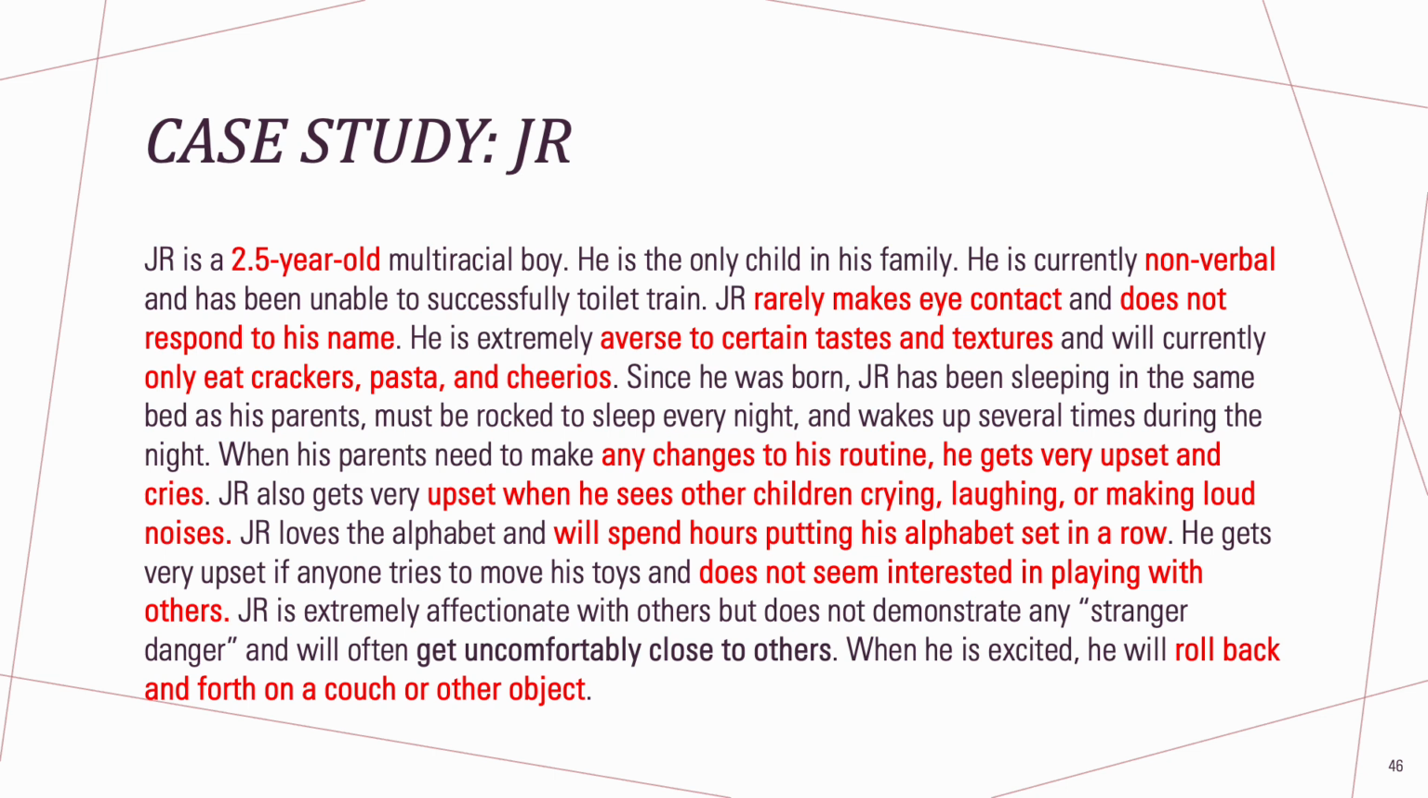What else? He does not seem interested in playing with others, so that goes back to the social communication and interaction deficits. Extremely affectionate, so he doesn't show any stranger danger. That's also another deficit in social interaction. And when he's excited, he rolls back and forth. So that's some of that stimming, which is also under RRBs.